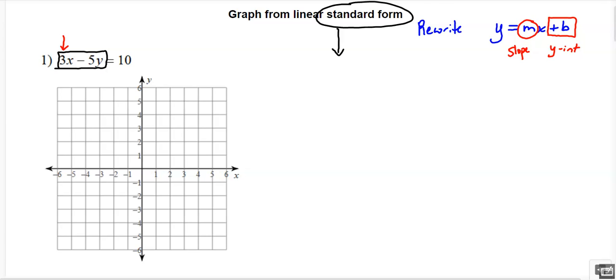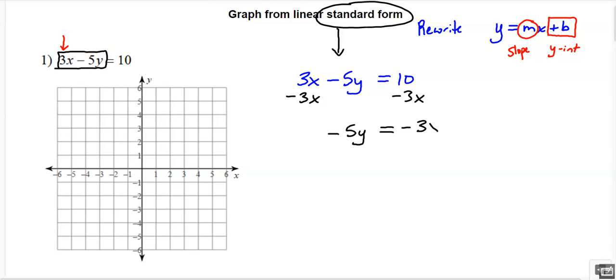So 3x minus 5y equals 10. And what I need to do is to get y all by itself. Your first step is always going to be to get rid of the x term, to move it to the other side. So I'm going to subtract that 3x from both sides, which is going to give me negative 5y equals, and now I could put 10 minus 3x, but I'm going to put the negative 3x in front and the positive 10 at the back because I'd like my x term in the front like slope-intercept form.